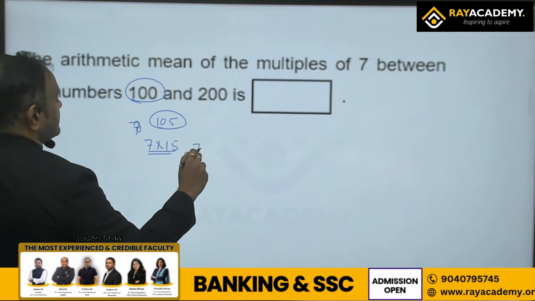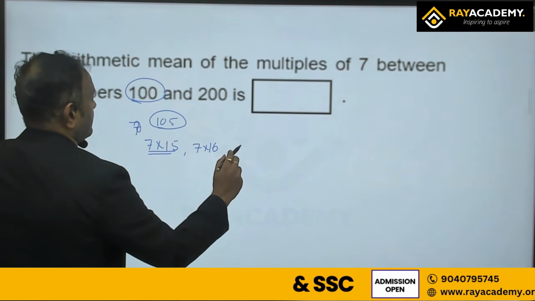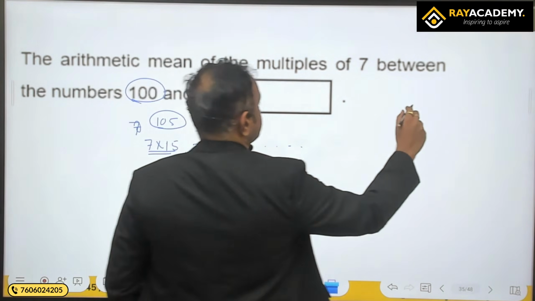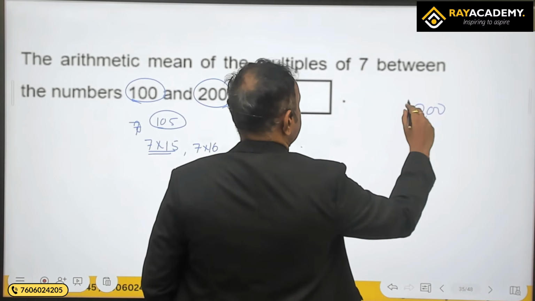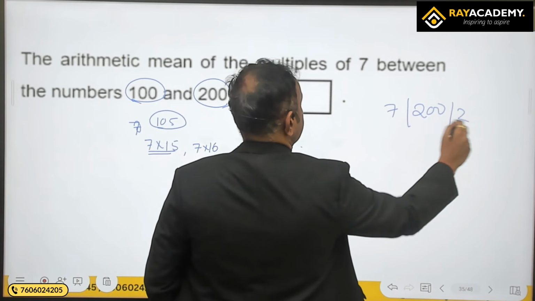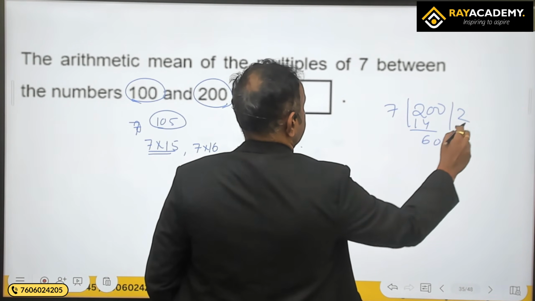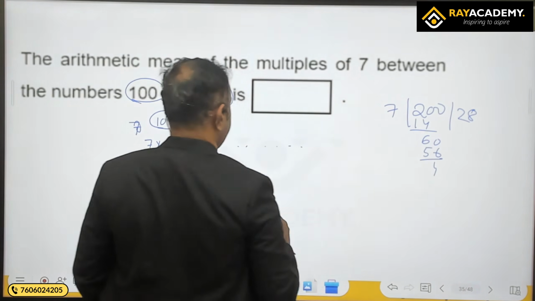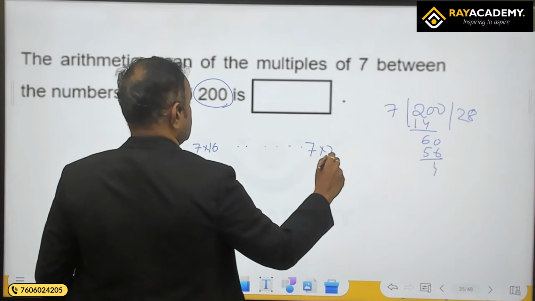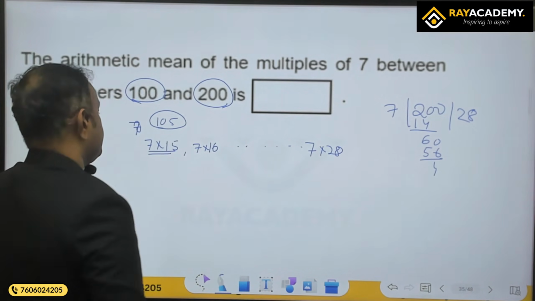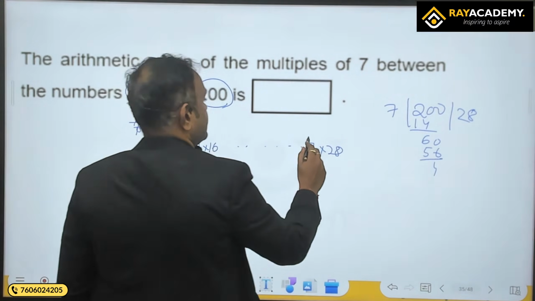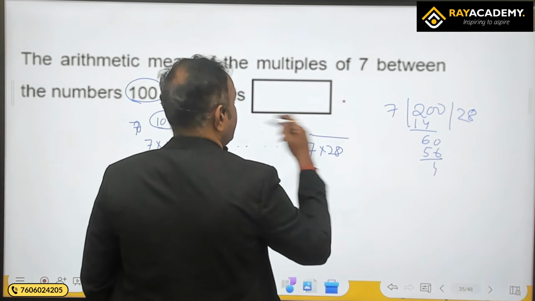What will the next number be? 7 into 16, up to less than 200. Divide 200 by 7 and see the quotient. 7 twos are 14, 6. Okay, so 7 into 28. So these are the numbers. We will start from 7 into 15. The first number is 105; it has 728 as well, but it is not required to find out.